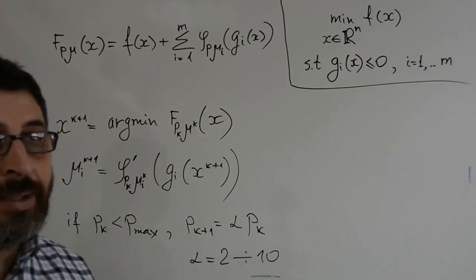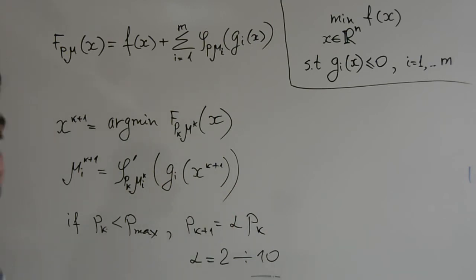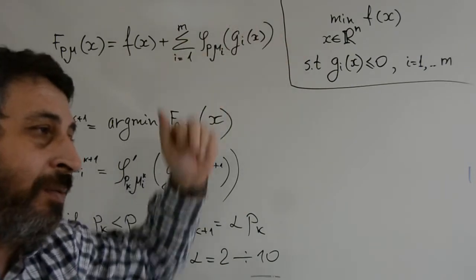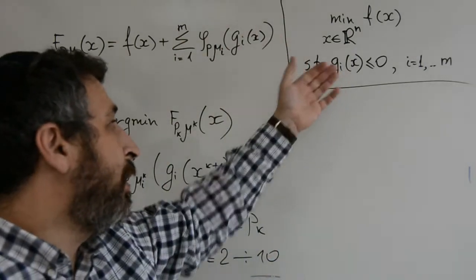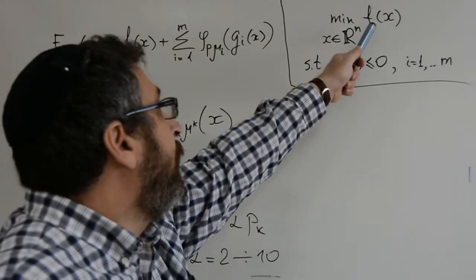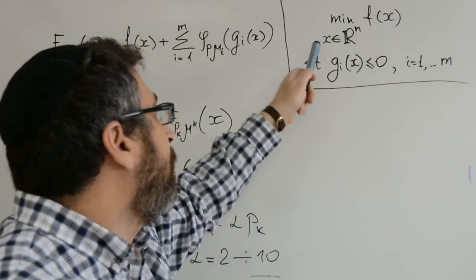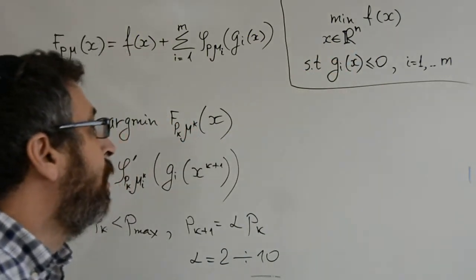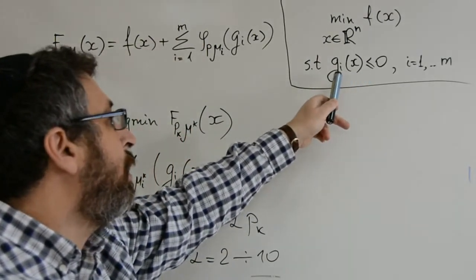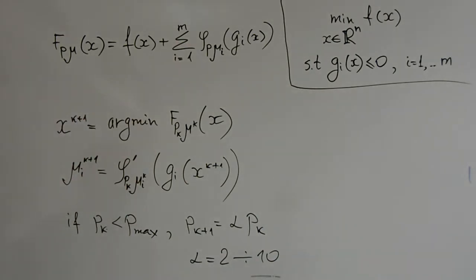Now let us generalize the present method to the case of general optimization problem with multiple variables and multiple constraints. So suppose we have to minimize the objective function f of x, x is an n-dimensional vector, subject to several functional constraints g_i of x less than or equal to 0.